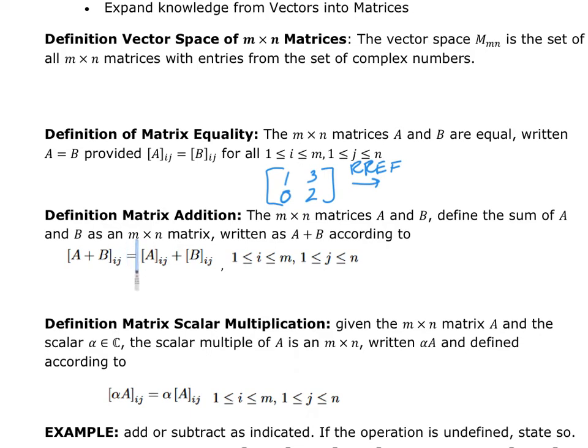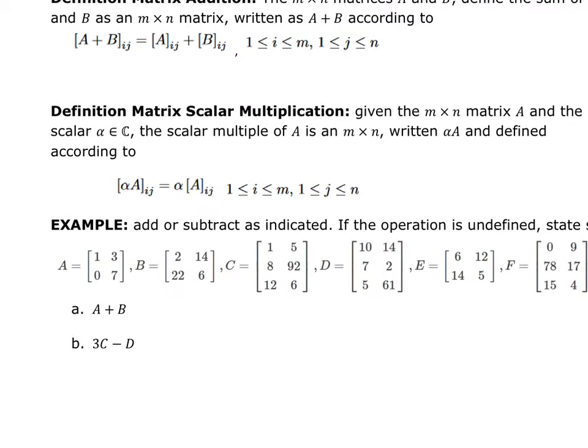Next thing we're going to do is define matrix addition. Basically, what this definition says is that I add the same positions. They have to have the same size. And whatever's in position 1, 1, I add to position 1, 1 in the second matrix, and so on. That's what matrix addition is. Matrix scalar multiplication means that I'm taking my scalar and it gets multiplied by every single entry in that matrix. So let's do a couple of examples here.